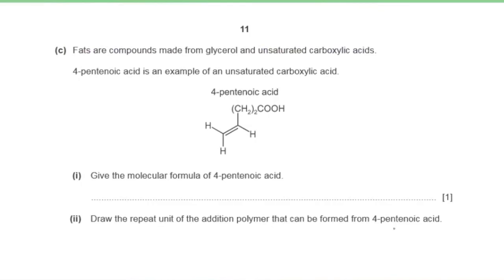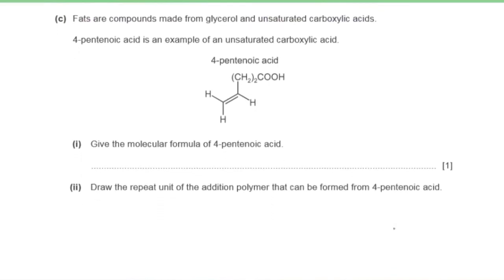Part C, fats are compounds made from glycerol and unsaturated carboxylic acids. Unsaturated carboxylic acids means this structure has got a C=C double bond and a carboxylic acid group. 4-pentenoic acid is an example of an unsaturated carboxylic acid. Part 1, give the molecular formula of 4-pentenoic acid.